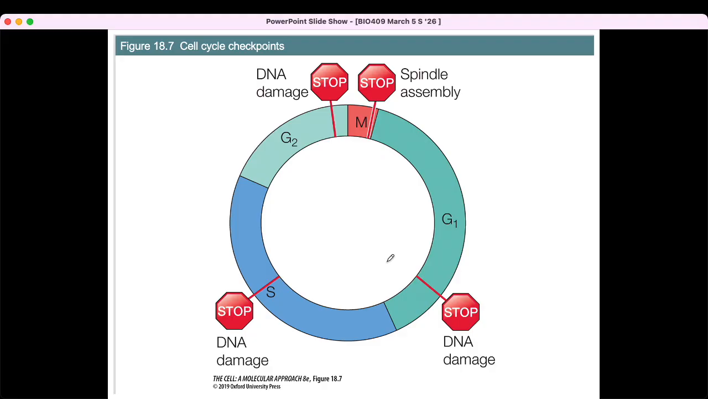And I just want to point this out, that our book puts up 4 stop signs, right? So again, we learned briefly about the spindle assembly checkpoint. We know a little fact about that. Then we learned a fair amount about the G2 to M DNA damage checkpoint. And now we're over here, at the G1 to S transition, the start restriction point, where there's the p53-based DNA damage checkpoint. So 3 different places in the cell cycle with 3 different kinds of checkpoints, like in the washing machine a little bit.